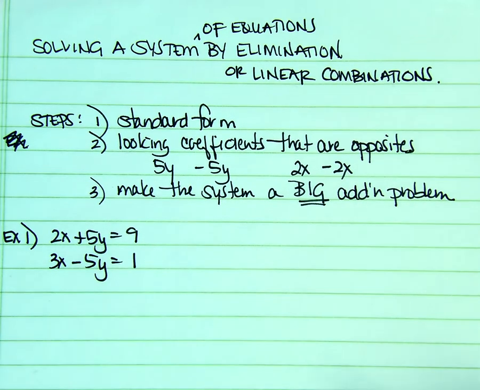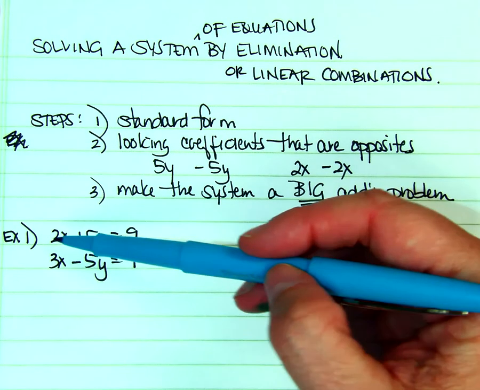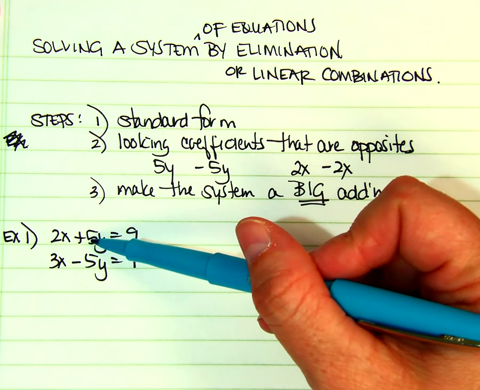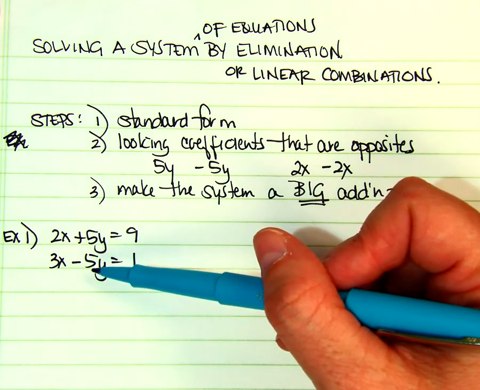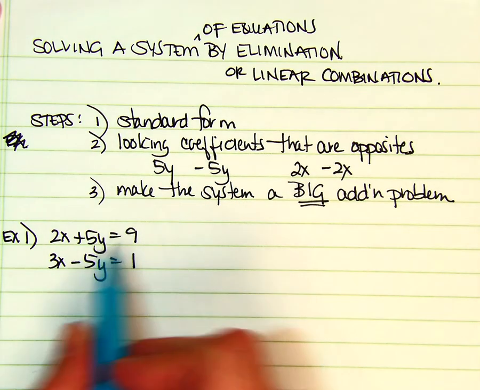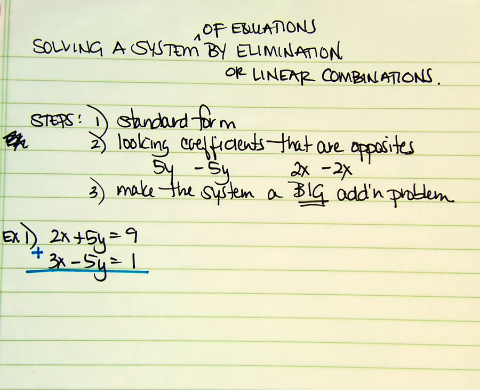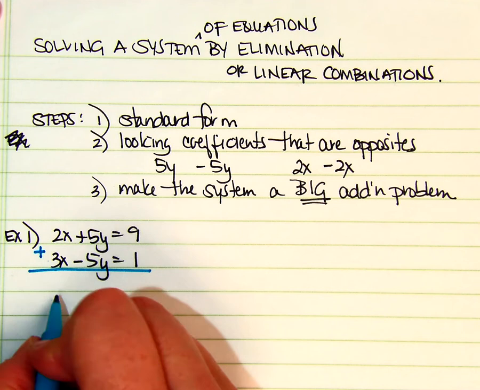So what I'm looking for is coefficients that are exact opposites. So I have a 2 and a 3. Those definitely aren't opposites. But here I have a 5 and a negative 5. So a positive 5 and a negative 5. When I have that, I'm ready to turn this into a really big addition problem. And then you're going to bring everything down. So what is 2x plus 3x?